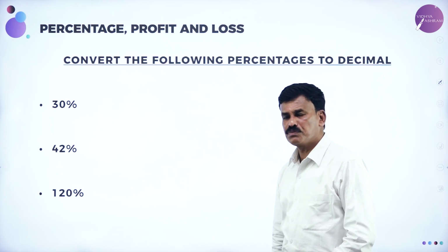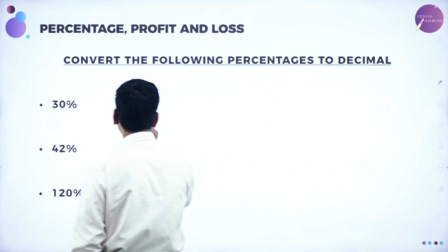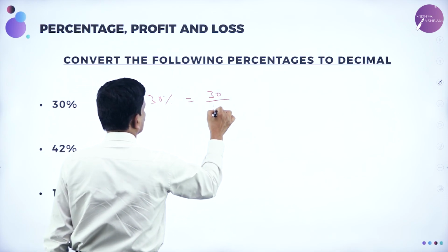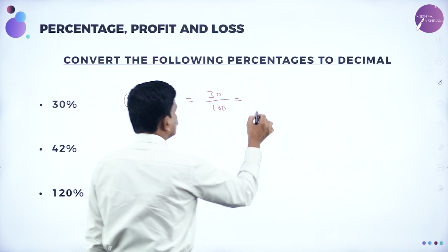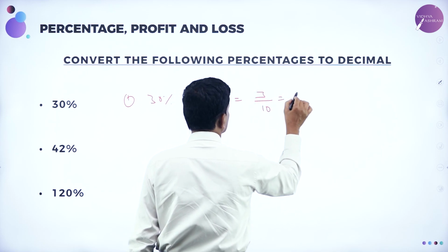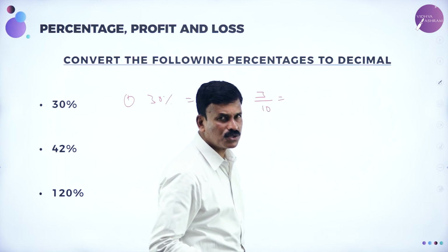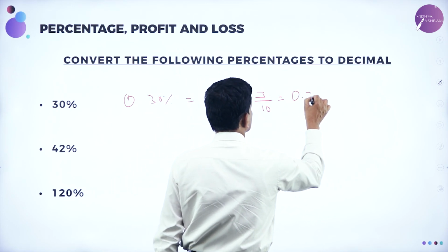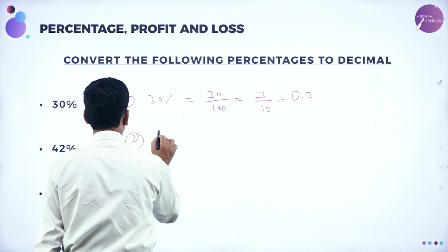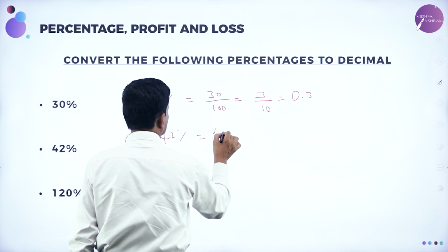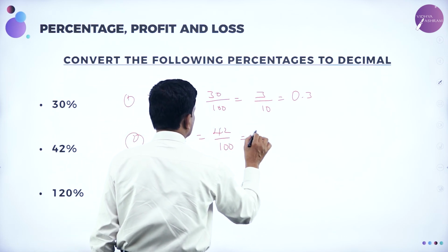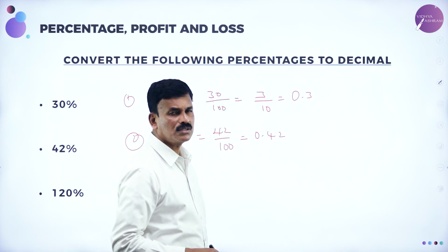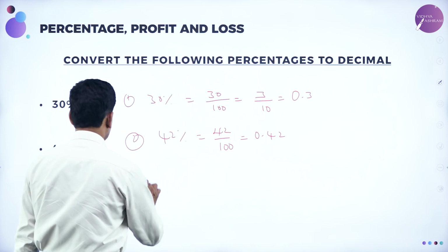30%, 42%, 120%. First one, 30%. That's equal to 30 divided by 100. That is nothing but 3 by 10. What is 3 by 10? That is nothing but 0.3. Now, let us move on to the next. 42%. 42 divided by 100. 42 by 100 is nothing but 0.42. That's it. Okay.